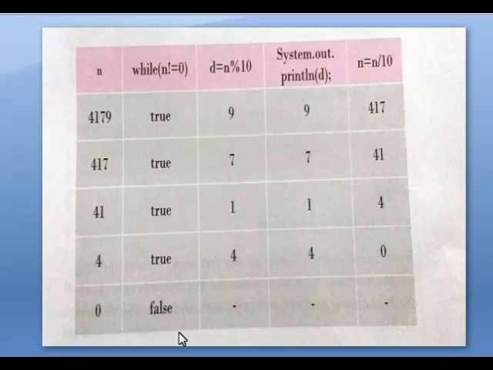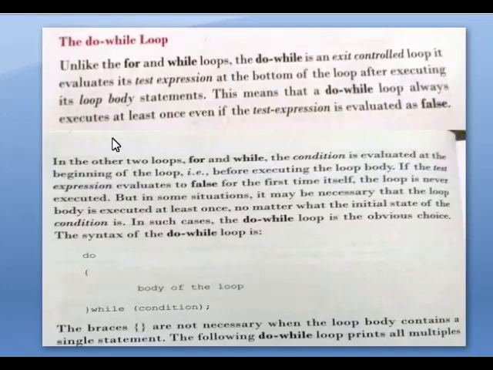Okay. The next one is do while loop. Do while loop is called an exit control loop because it will do the calculation first and it will check the condition afterwards. So it is called an exit control loop.